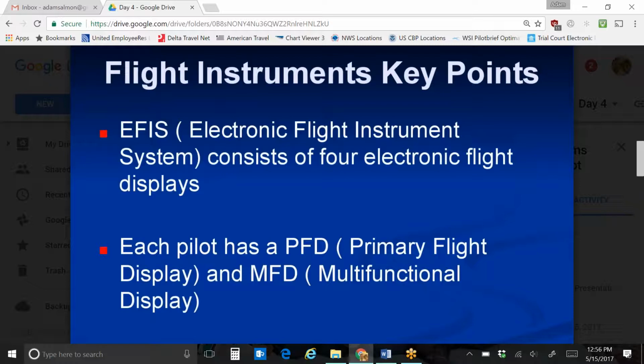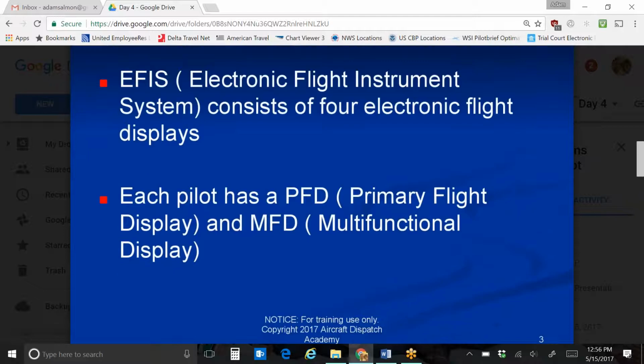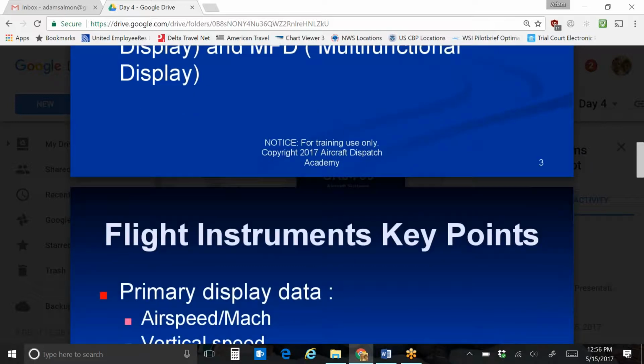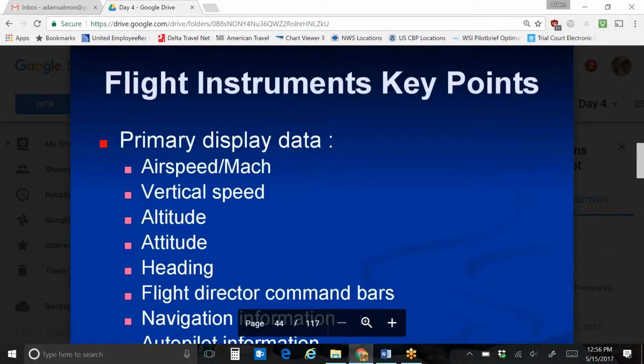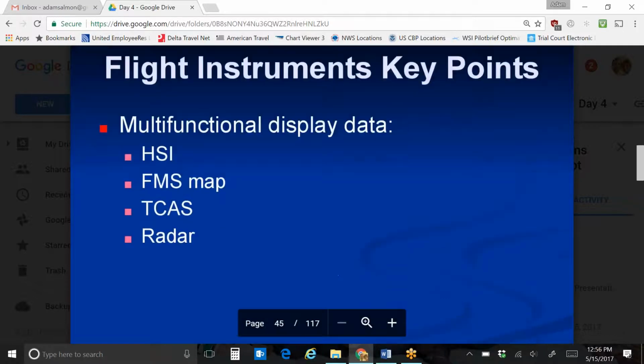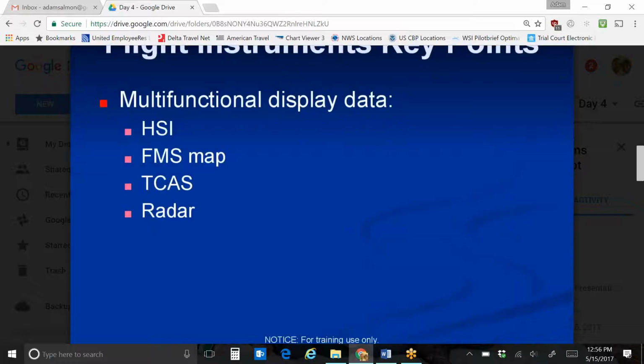Just be able to know what displays the cockpit has, what the PFD is, what the MFD is, and what each of those displays has on it. Here's a list of those things the primary display has. Get to know those things, be able to memorize all of those things. You'll probably see questions about that on a quiz, as well as the MFD. There's those items there.